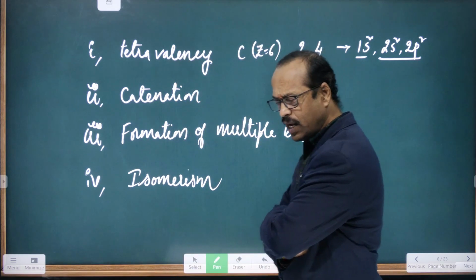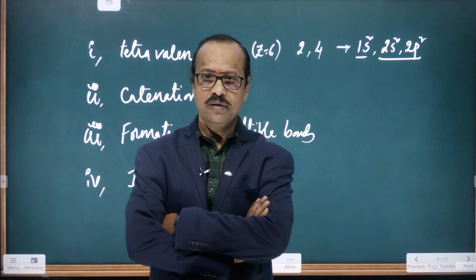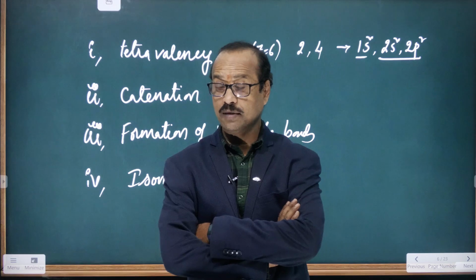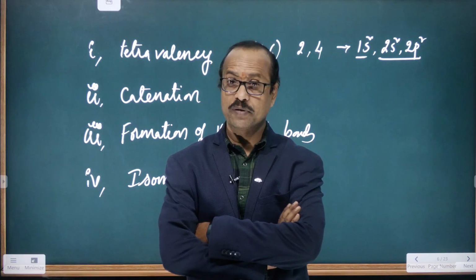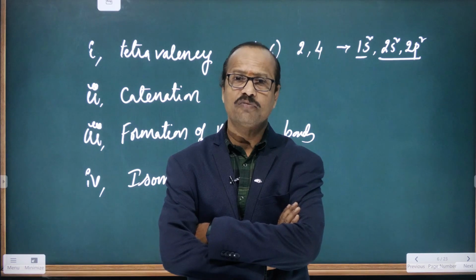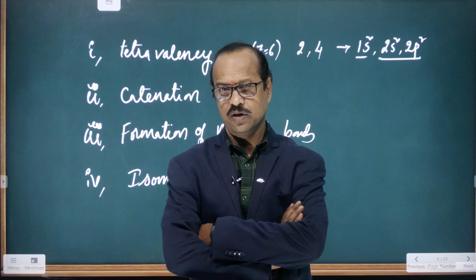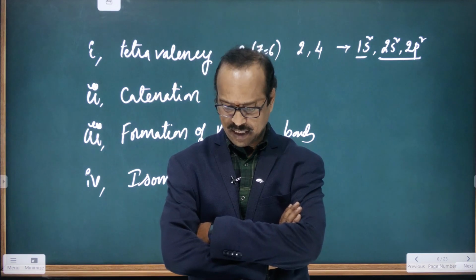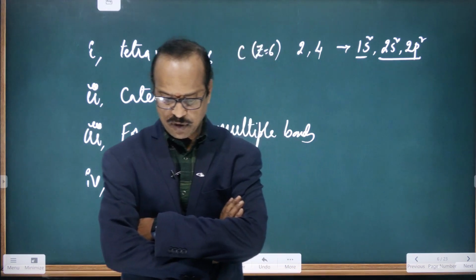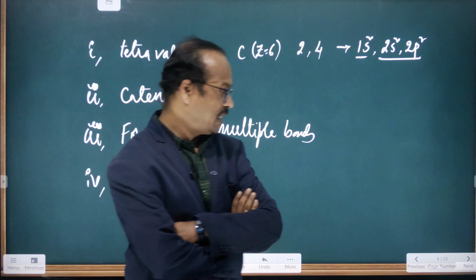And the last one is what? Isomerism. Isomerism is what? Compounds having the same molecular formula but different properties. Okay, formula same but properties are different. Why? Because of the arrangement of the atoms. Due to the different arrangement of the atoms, that makes isomerism. Okay, so let's discuss one by one all these things. Right? Chalo. So till here, any doubts?